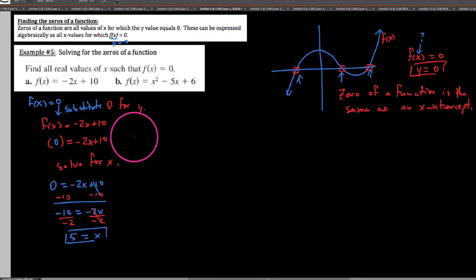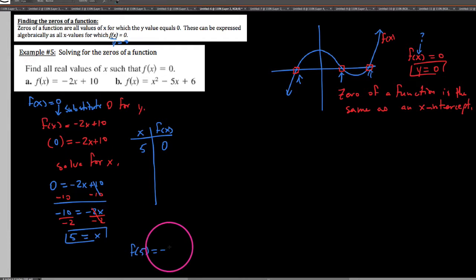So one thing that I want to keep in mind is that when we plug this in, we should get a y value of 0, and that's exactly what I want to check here. So when we looked at this, we said plugging in a y value of 0, we got an x value of 5, but just to check this out, if we were to plug in f of 5, what you would get is negative 2 times 5 plus 10, which certainly is a negative 10 plus a positive 10.